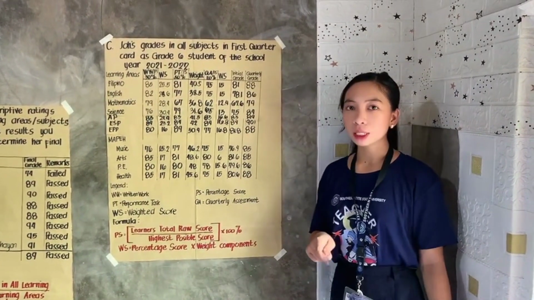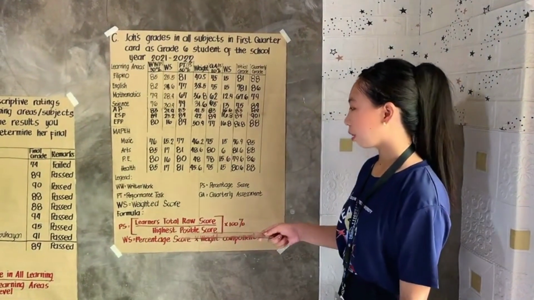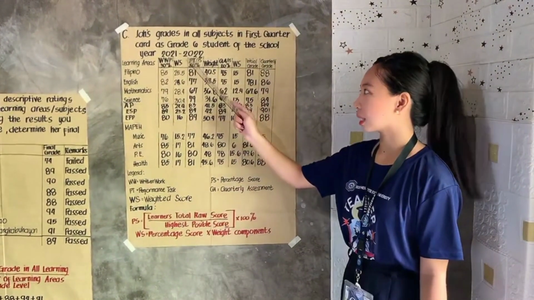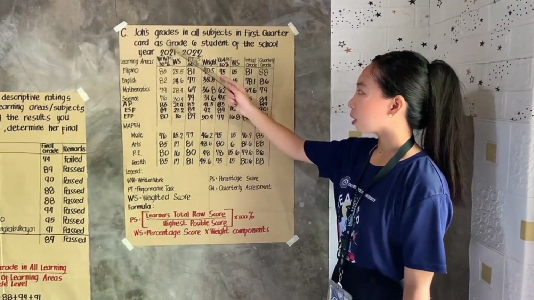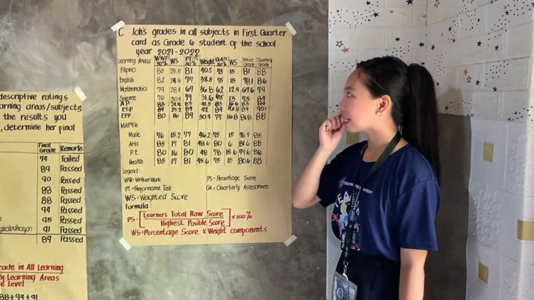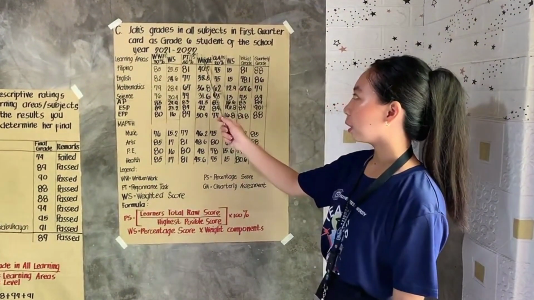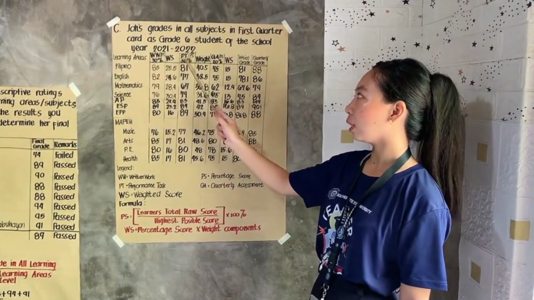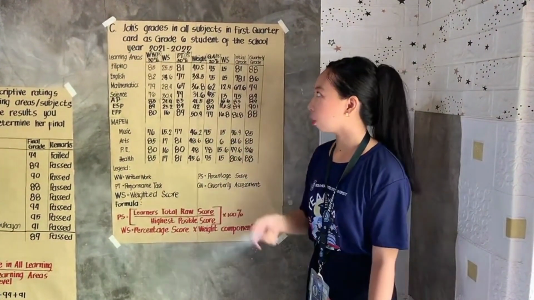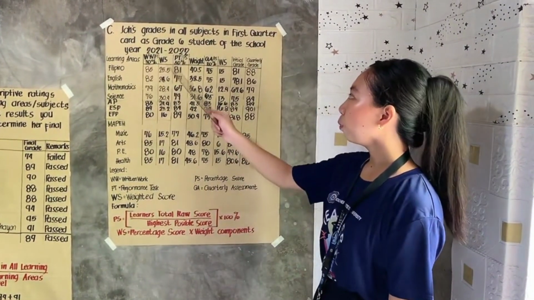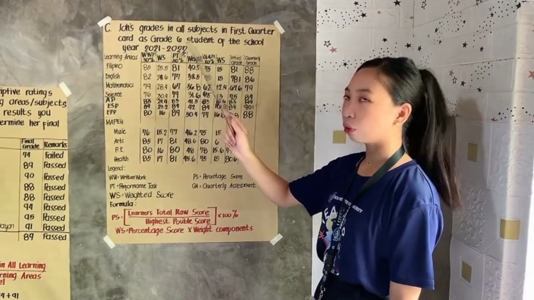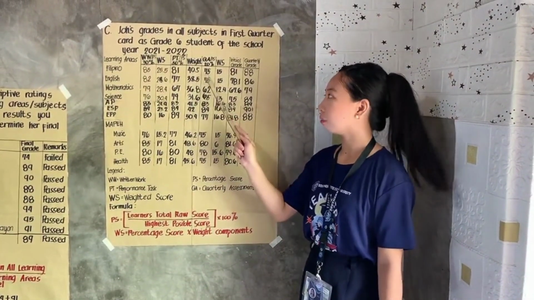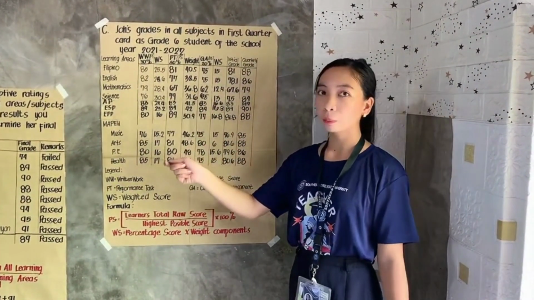So right now, let's move on to get the weighted score for the performance task of John's grade. In performance task, the percentage score has already been given, which is 81. The percentage score is equivalent to 50% of his grade. So 81 multiplied with 0.50, the weighted score is 40.5. That is in the Filipino subject.